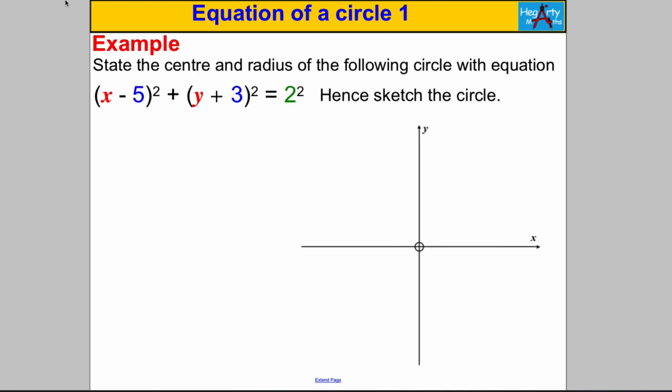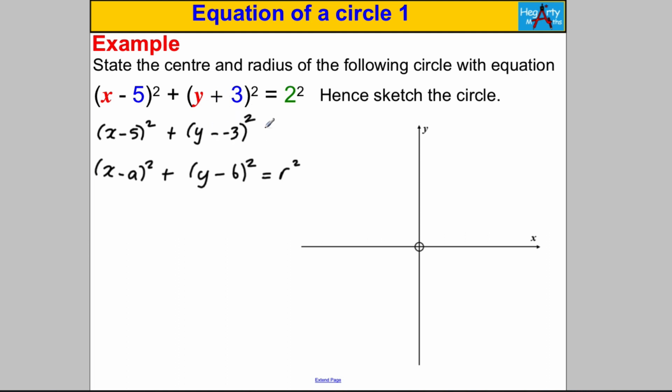Pause the video, have a go. Well, that is in the form we want, but let me just show it to you more clearly. Here's the form we want: x subtract a all squared add y subtract b all squared is equal to r squared. That's the way we want it. So we've nearly got that, other than it's x subtract 5 all squared, the subtract's right, but we have to think of y add 3 as y subtract negative 3. So it's in the right form, because subtracting a negative is the same as adding.